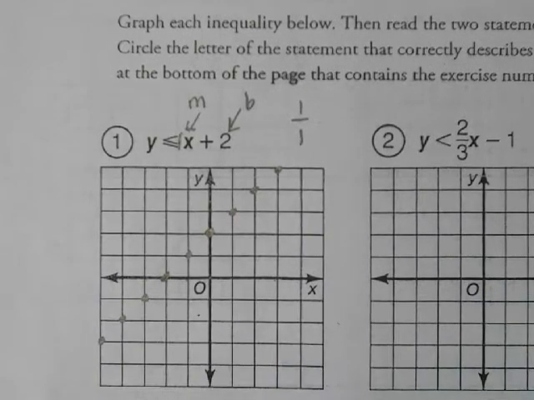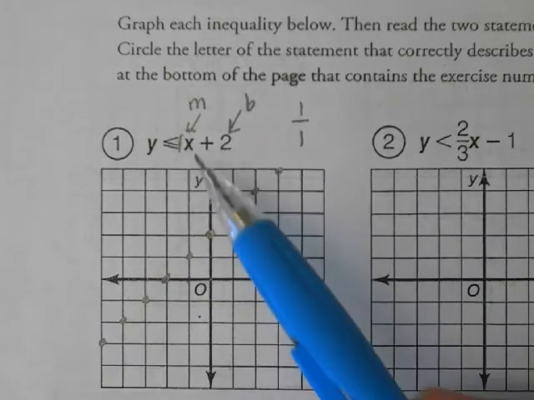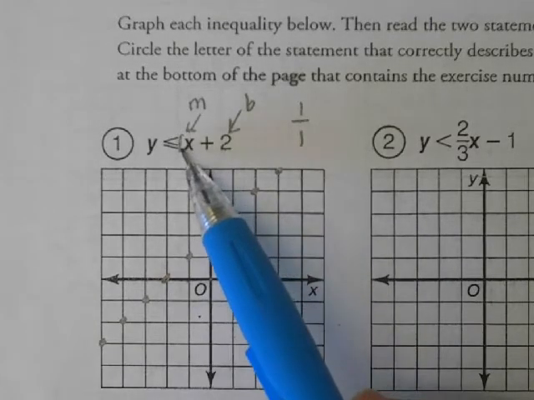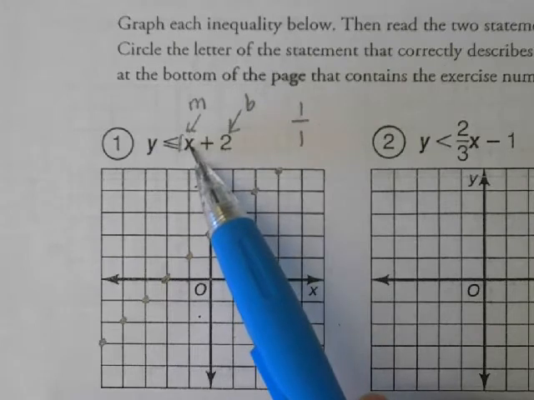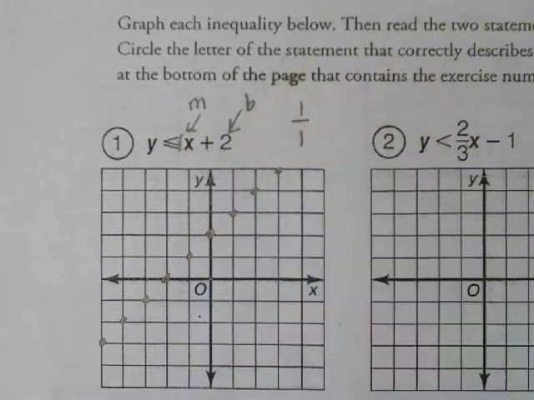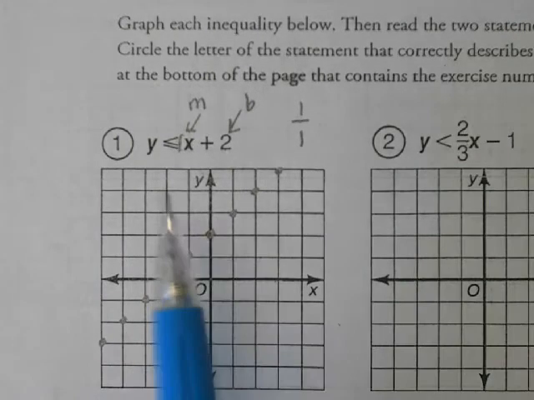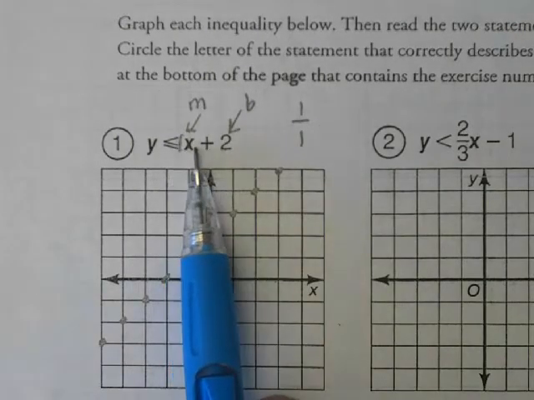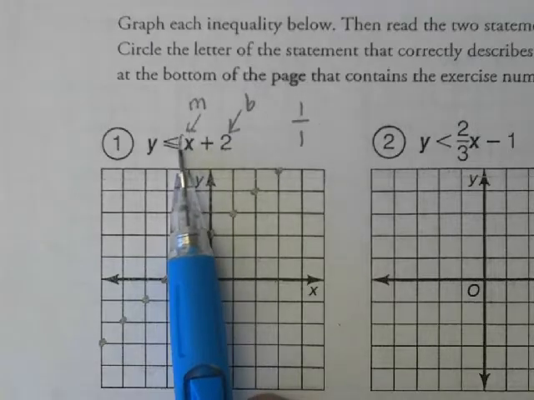Okay, so these are all in slope-intercept form already. So remember that our slope here is 1. Sometimes people tell me the slope is x, but x is never part of the slope. The slope is always just a number. So we have to assume there's a 1 in front of the x. Okay, so my slope is 1.